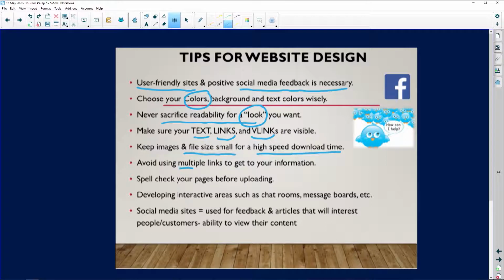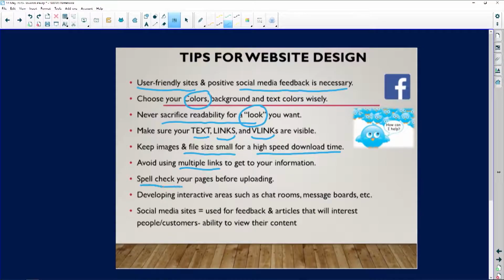Avoid using multiple links. Trust me, the most irritating thing is normally when you go onto a website of a company and you have to click on a link if you want to go deeper, and then click on another link and click on another link, and eventually your computer says, okay, this link couldn't open. It creates problems. So the design of your website when it comes to links is extremely important.